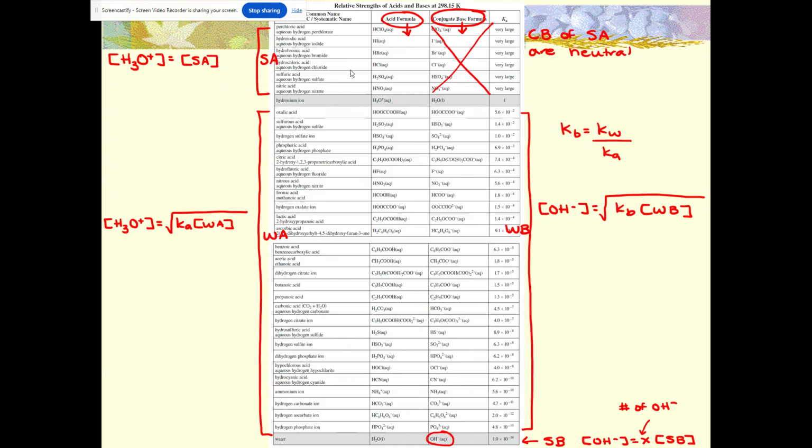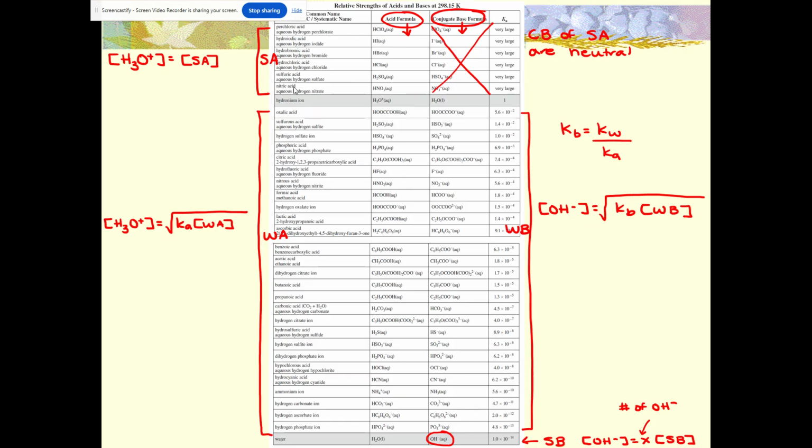showing you again how to do your calculations based on an acid-base chart where you are given the formula for acids, the name of the acids and the formula for them on the left, and then the formula for the conjugate base of those acids on the right, and the Ka values for the acids.